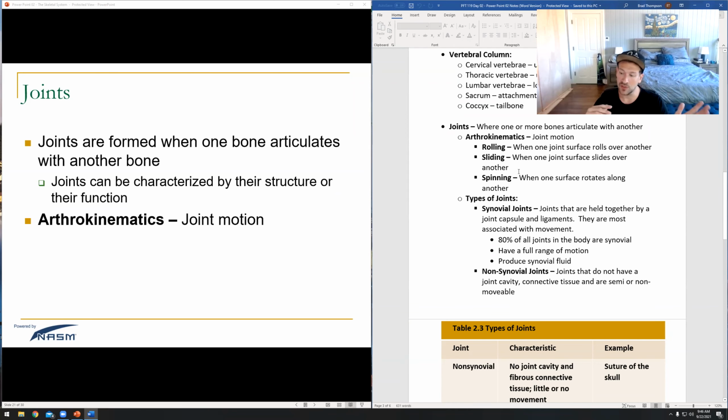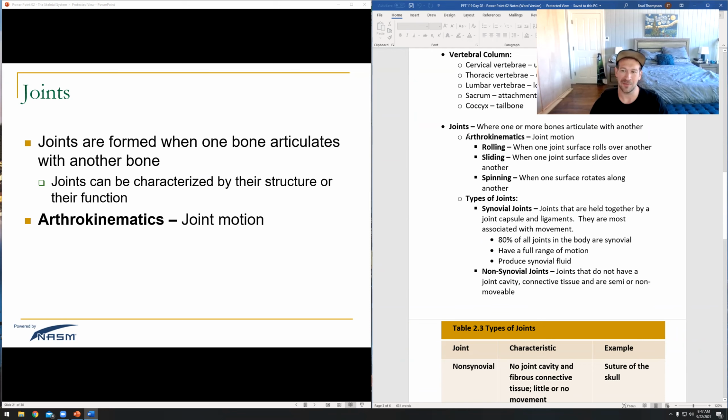So let's shift gears a little bit. We've been talking a lot about bones. Let's start talking a little bit about joints instead. So joints are where one bone is articulating with another, right? That's why we call that an articulation. And then you're going to see my least favorite term in the world here, which is arthrokinematics.